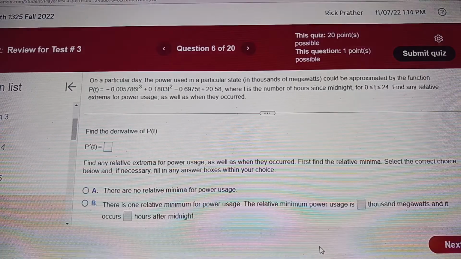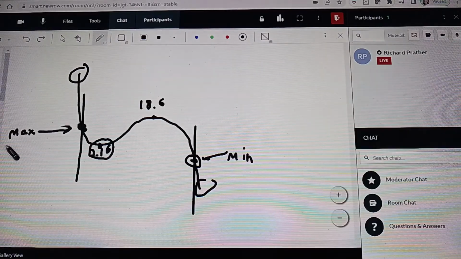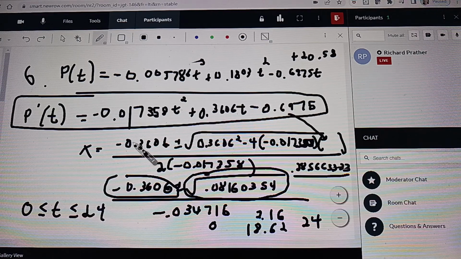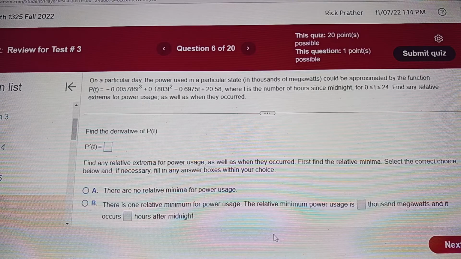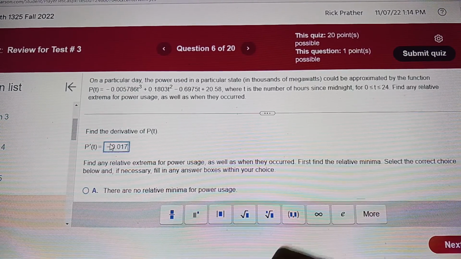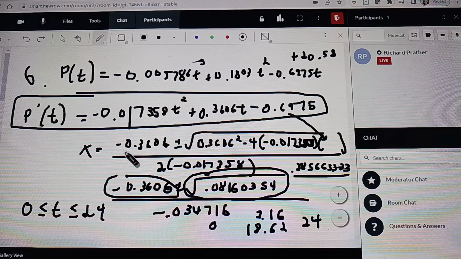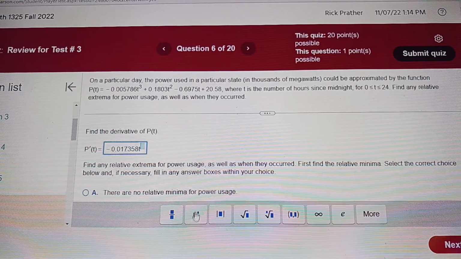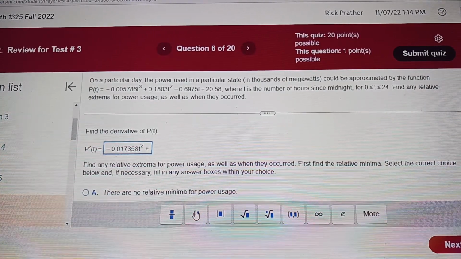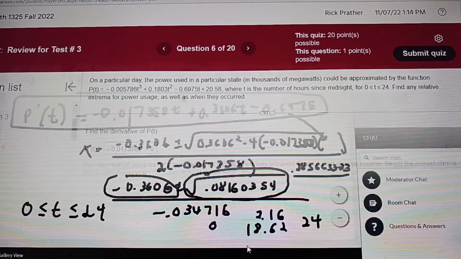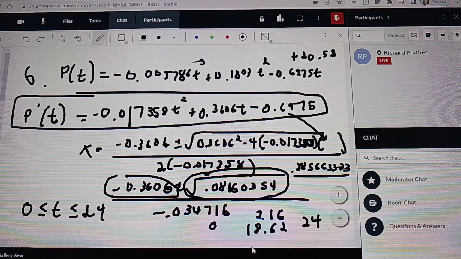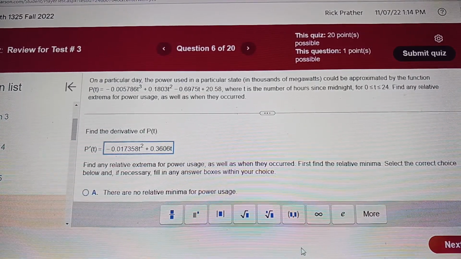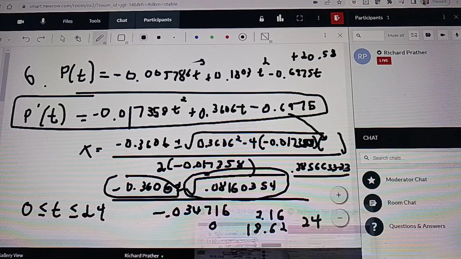So let's see how they want this answered. First, they want the derivative. So that was right here. The derivative is negative 0.017358 t squared plus 0.3606 t minus 0.6975.